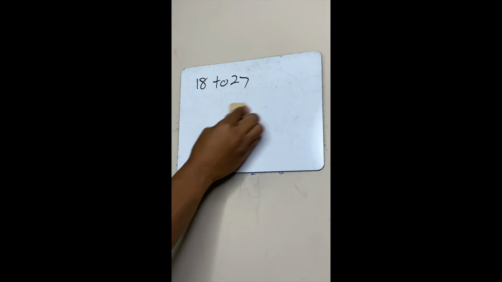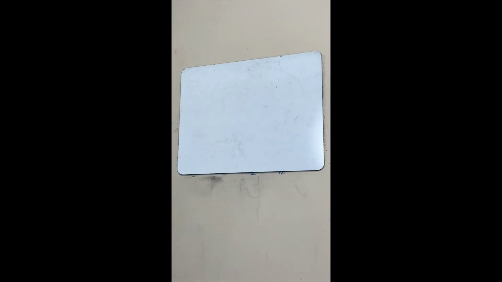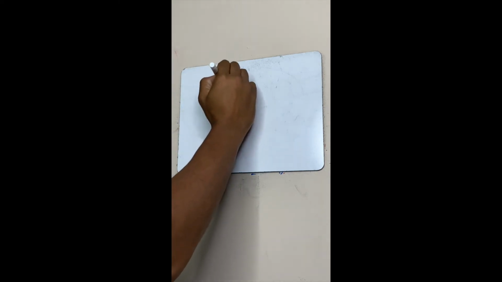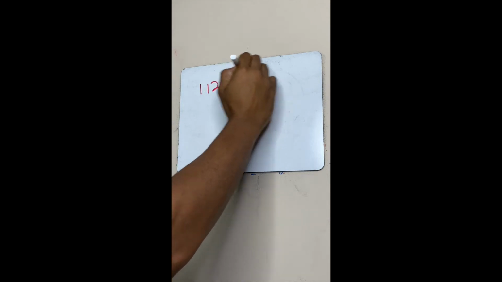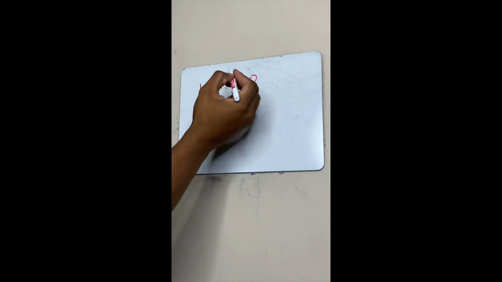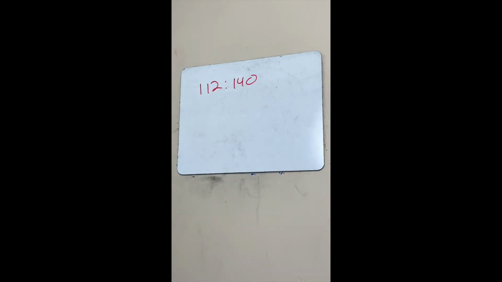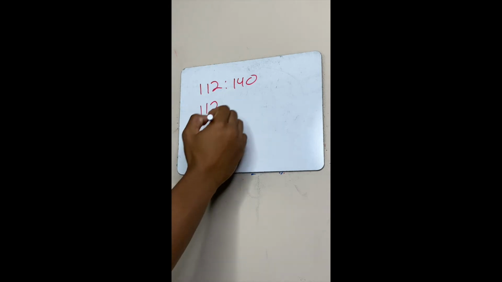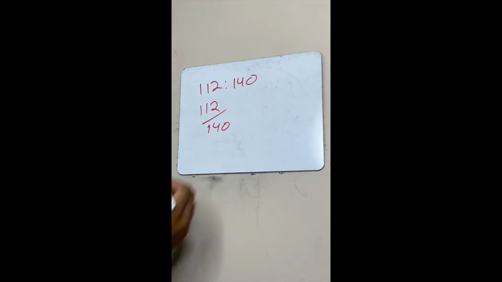Let's try another one. So then she said, well, what if they write it like this? What if they write something like this? And I said, that's totally fine. This just means 112 to 140. Same thing applies. On top goes your first number. On bottom goes your second number.